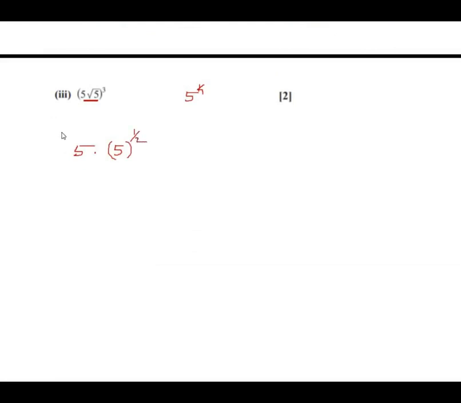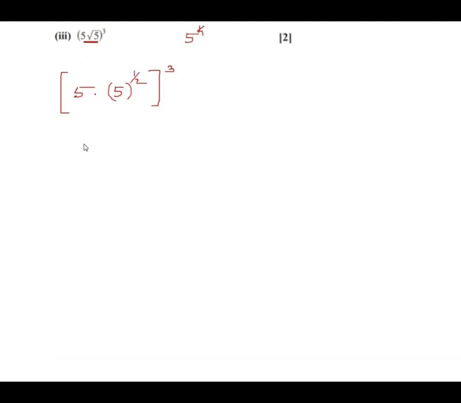Now let us raise it to the power of 3, the outside power. Now as we know, the power outside gets distributed to each of the terms inside. So simply we can write it as 5 to the power of 3 times 5 to the power of half times 3, and half and 3 get multiplied, giving 3 over 2. Now as we know from the laws of indices, if a raised to n is multiplied by a raised to m, then we simply add the powers. That is what we are going to do here.